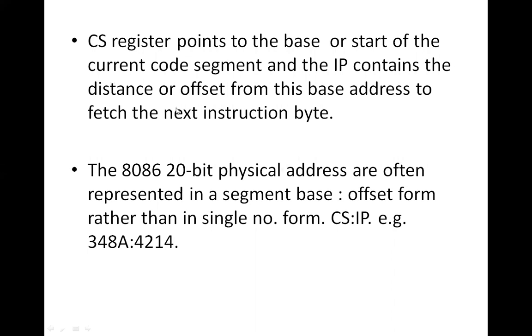The combination of these two addresses generates a 20-bit address, and that address is known as the physical address. So this 20-bit physical address is represented in the form of segment base colon offset, rather than in a single form, such as CS colon IP. For example, if the code segment has 348A and IP contains 4214, it automatically means that the base is shifted 4 bits left so that 0 is here, and then 4214 is added to it so that we get the 20-bit address.